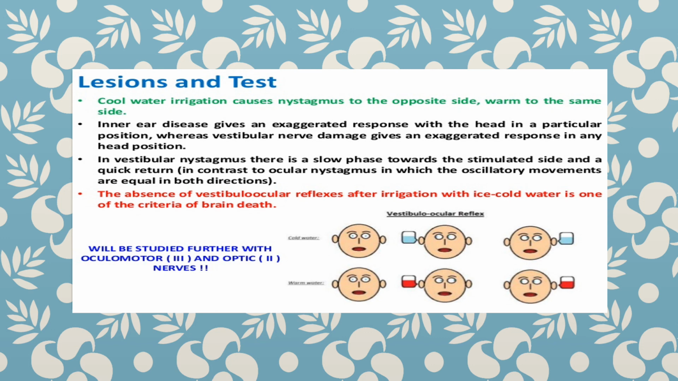The cool water irrigation causes nystagmus to the opposite side, warm to the same side. The absence of vestibulocochlear reflexes after irrigation with ice cold water is one of the criteria of brain death.